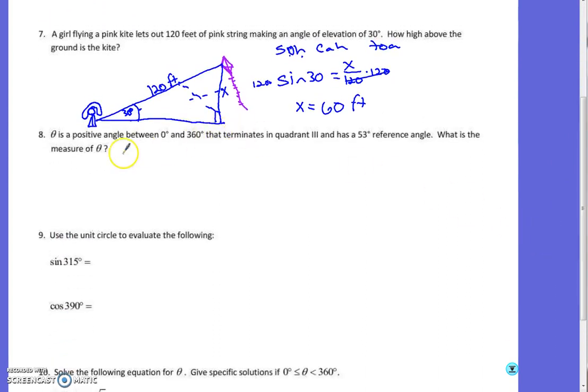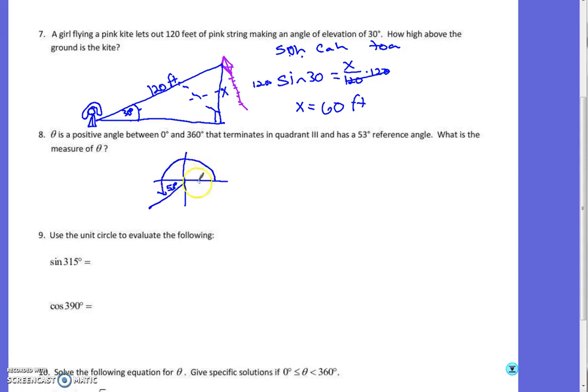For number 8, we want to find an angle between 0 and 360 that terminates in quadrant 3. Well, that means, if I draw a blank unit circle, going around counterclockwise was positive. Well, this has to be where it ended in quadrant 3. So we're looking for that measurement right there. Well, a 53 reference degree angle means that's 53 right there.